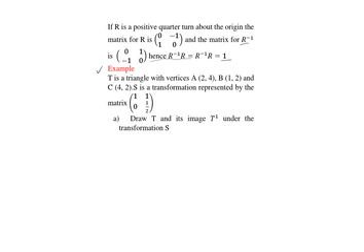Let us look at the given example. We are told T is a triangle with vertices A(2, 4), B(1, 2), and C(4, 2). S is a transformation represented by the matrix 1, 1, 0, half. A, we are supposed to draw T and its image, that is T prime, under the transformation S.